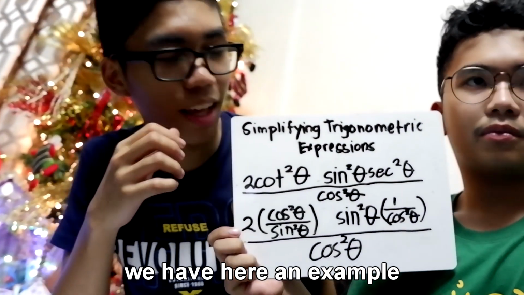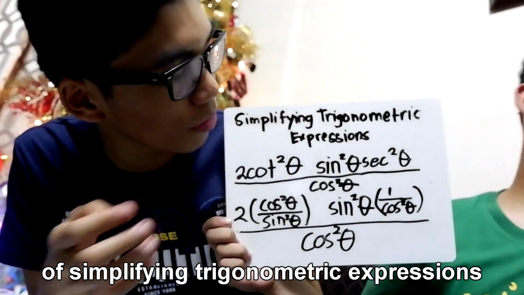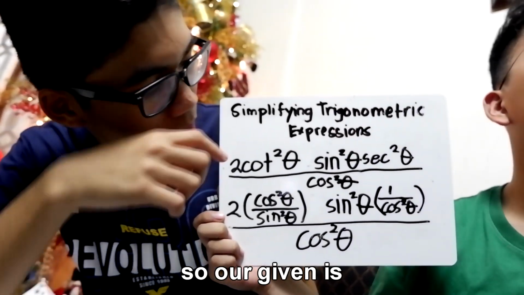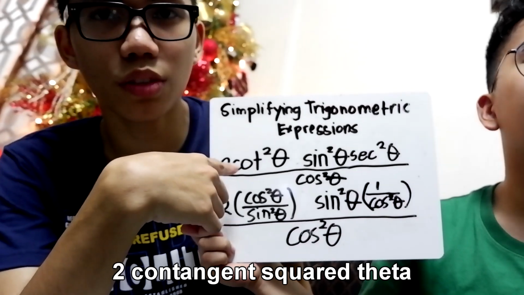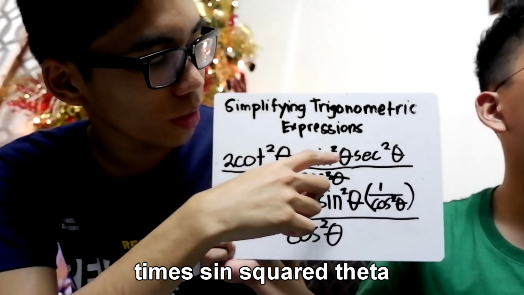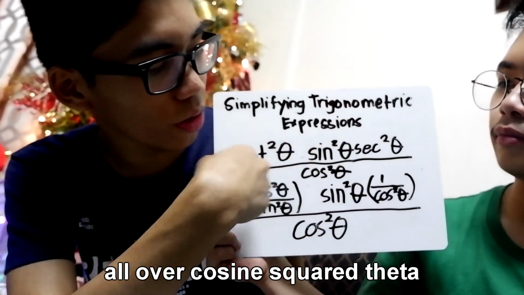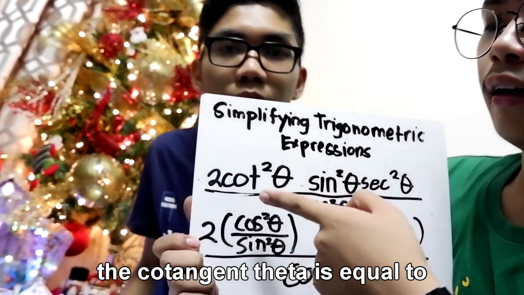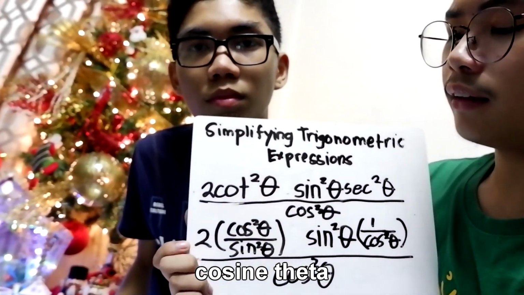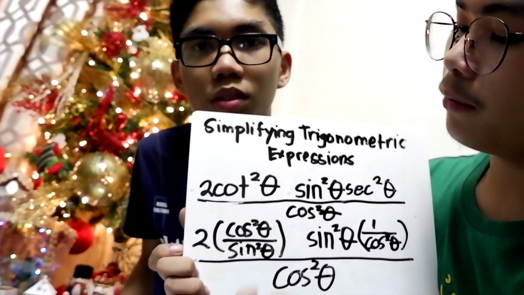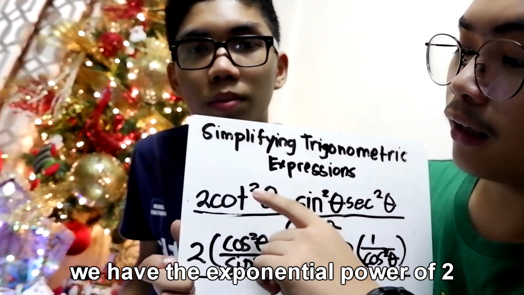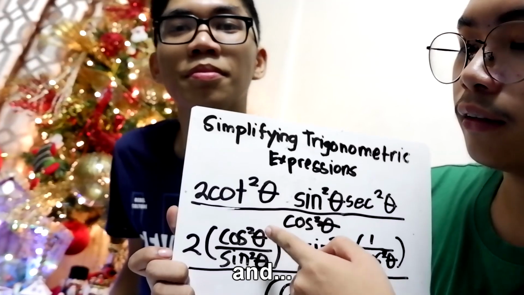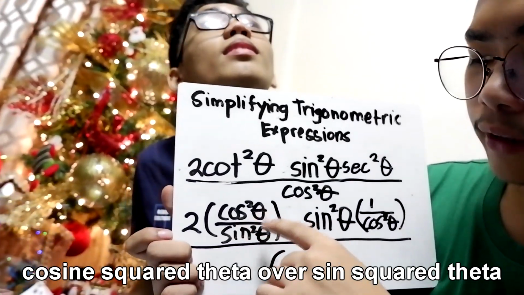Here we have an example of simplifying trigonometric expressions. Our given is 2 cotangent squared theta times sine squared theta times secant squared theta all over cosine squared theta. We know the quotient identity, cotangent theta is equal to cosine theta over sine theta. But in this case, we have the exponential power of 2, so we just copy the power of 2, and it becomes cosine squared theta over sine squared theta.